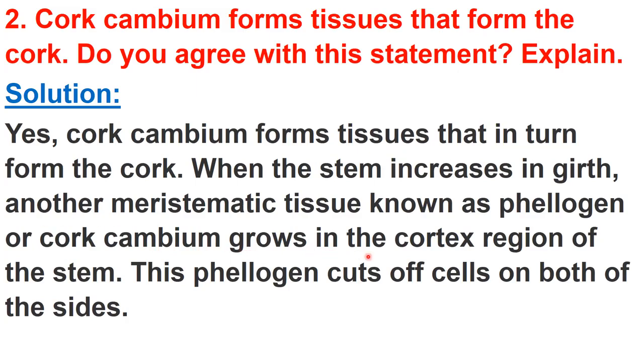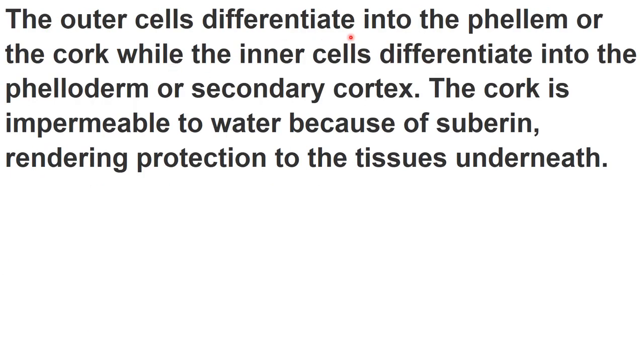So it grows in the cortex region of the stem. This cork cambium, or phellogen, you can say, cuts off cells on both sides, meaning on the inner and outer side. The outer cells differentiate into phellem or cork, while the inner cells differentiate into phelloderm or secondary cortex. The cork is impermeable to water because of suberin deposition, rendering protection to tissues underneath. So here the cork which has been formed, that is also called phellem, has been formed due to the action of cork cambium.